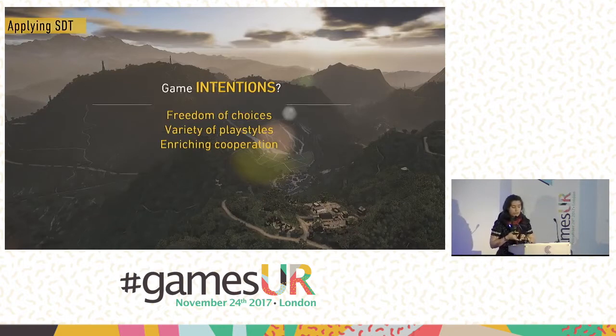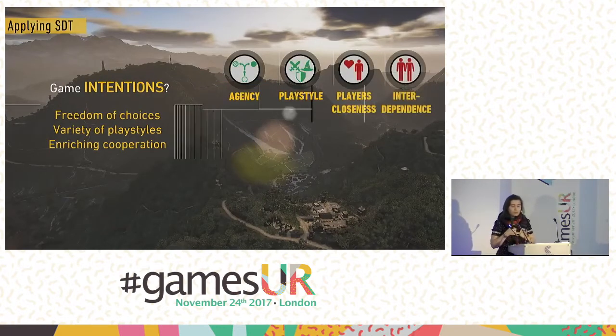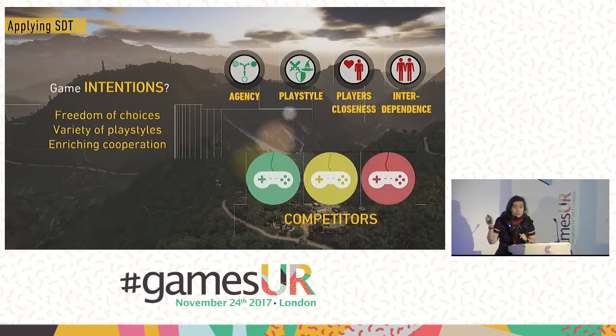This helped us define two things. First, the facets which were the most important for us. Freedom of choices is more about the need of agency. The variety of playstyles, obviously the need of playstyle. And the enriching cooperation could be answered with the players' closeness and interdependence. This didn't mean that we would forget all of the other facets, but if we needed to prioritize at some point which facets we wanted to be the best, we would focus on these. This also allowed us to spot our main competitors, the games that were known to be good in freedom of choices, variety of playstyles, and enriching cooperation.